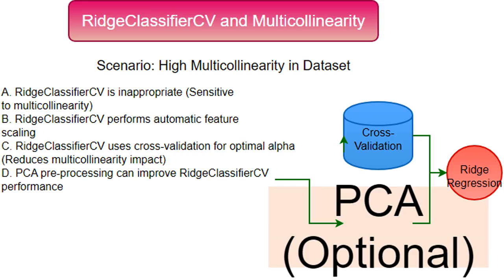Principal component analysis, PCA, is a dimensionality reduction technique. I use it to transform highly correlated features into a smaller set of uncorrelated components. This can simplify the data and remove redundancy caused by multicollinearity, potentially leading to better model performance. It's optional but could be a helpful pre-processing step before using RidgeClassifierCV, especially when data contains strong multicollinearity. It's like simplifying the recipe by removing redundant ingredients.